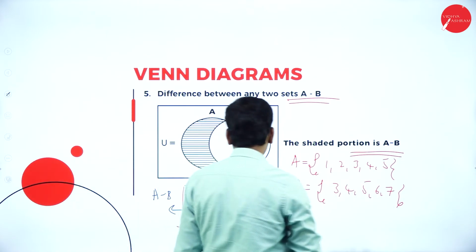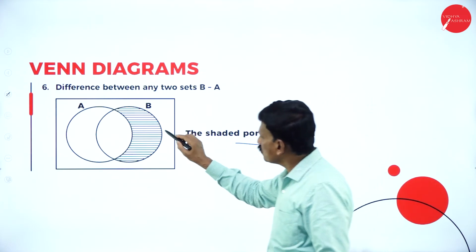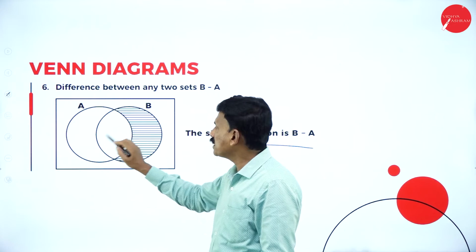Now let us come to the second one, B minus A. What is B minus A? The shaded region towards B, elements which are in B but not in A.